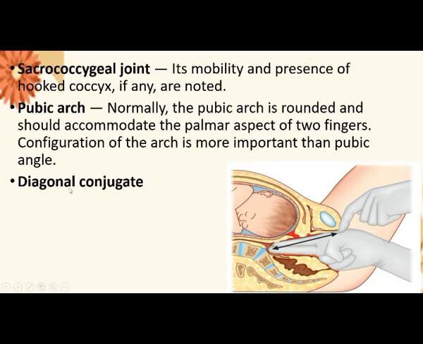So next is the diagonal conjugate. You already studied how to measure the diagonal conjugate in previous classes. This is how we are measuring it. Introduce the finger, and keep the finger touching the sacral promontory. Then how much is introduced inside is measured as the diagonal conjugate, up to the sacral promontory.